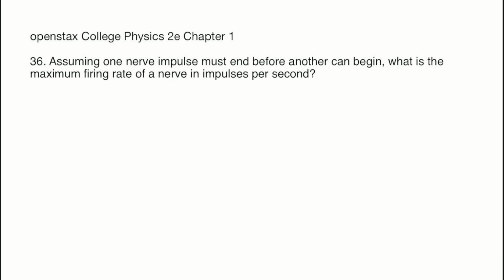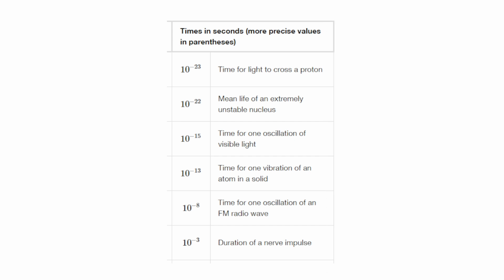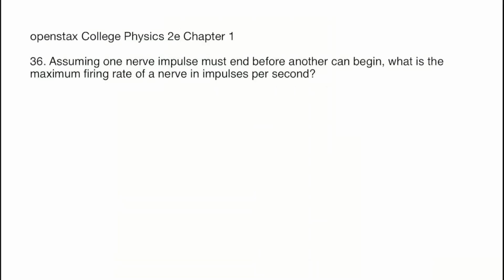Okay, so we can look at table 1.3. It's rather large, so let's zoom in. And we can see at the very bottom that the duration of a nerve impulse is 10 to the minus 3 seconds. Okay, so we can write that down. Table 1.3. Duration of a nerve impulse is 10 to the minus 3 seconds.